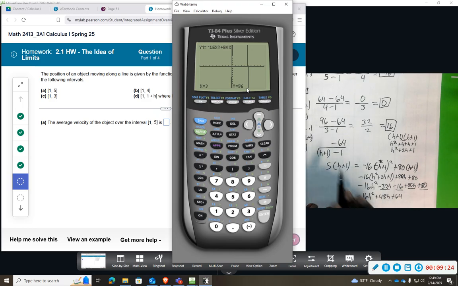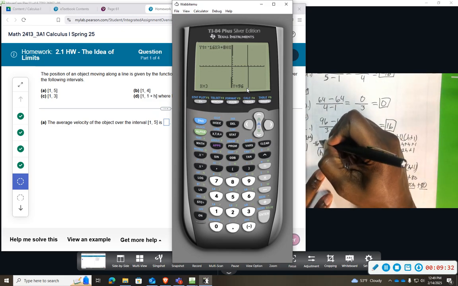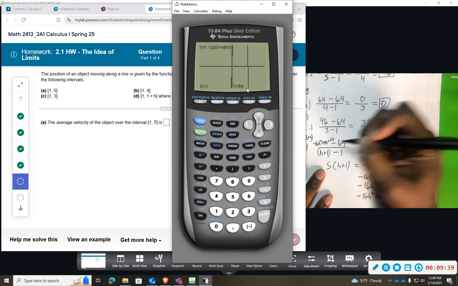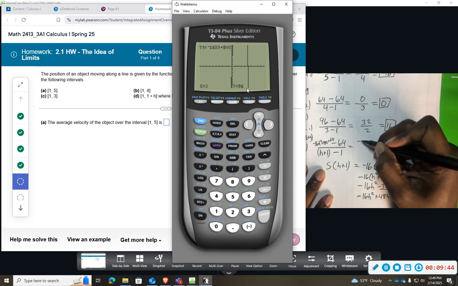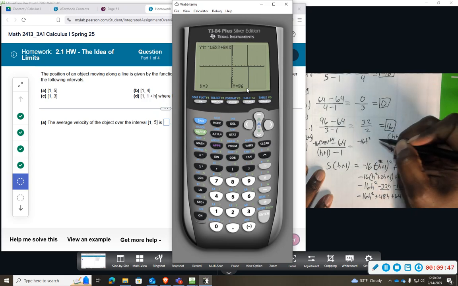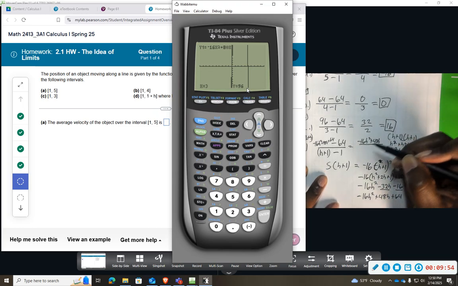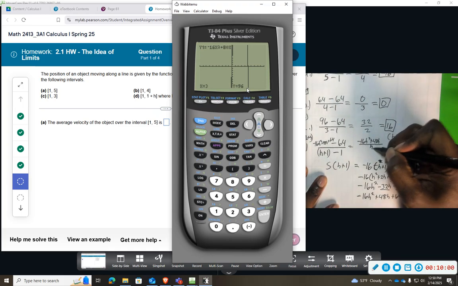When I place this up here, I will notice the 64s will cancel, but I'll do that in just a minute. So we have a minus 16h squared plus 48h and then plus 64. So when we simplify, 64 cancels. That's going to leave me with a negative 16h squared plus 48h, and then we're going to divide through by h. Plus 1 minus 1 will cancel, and that's going to leave me with an h.